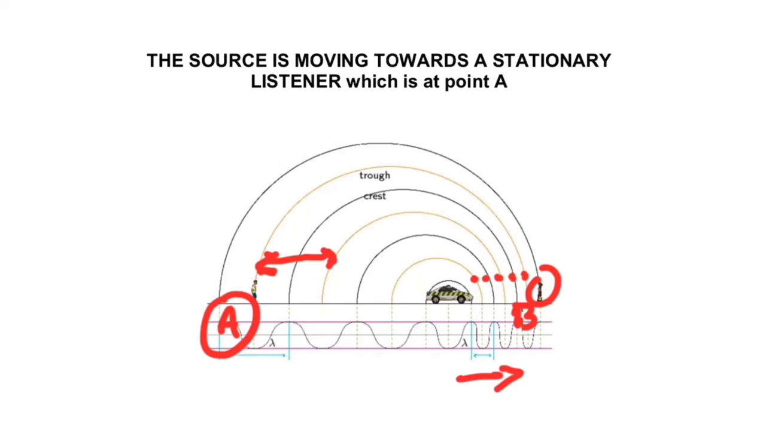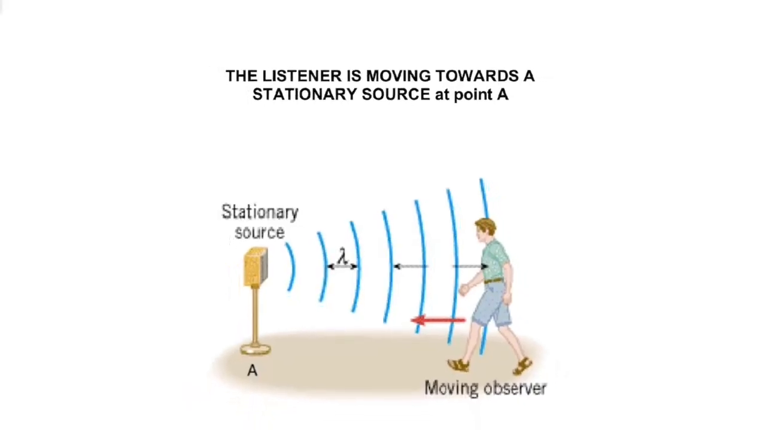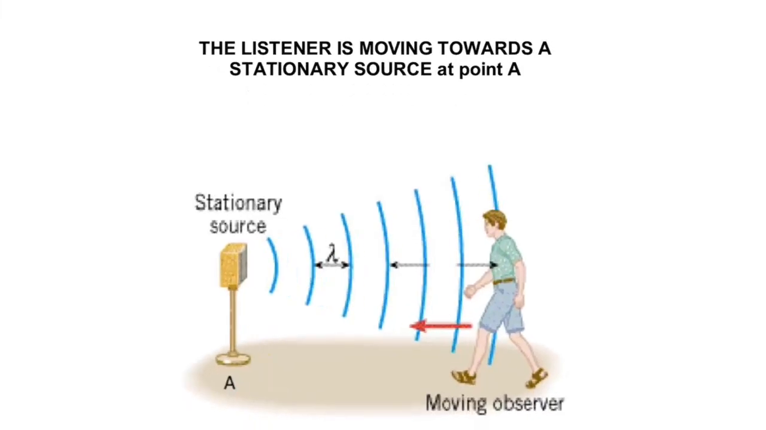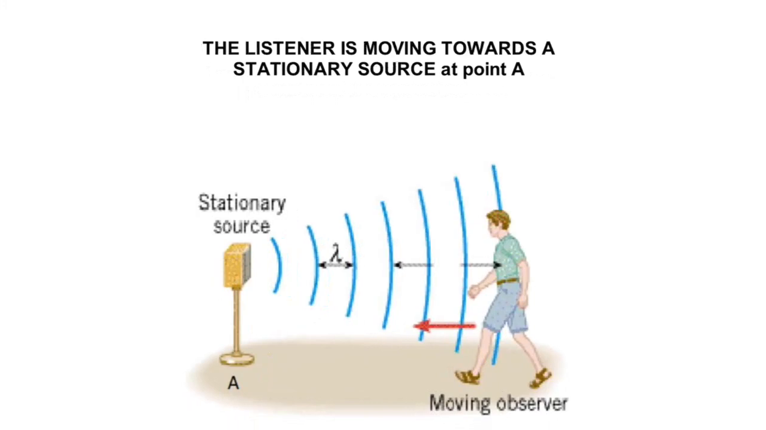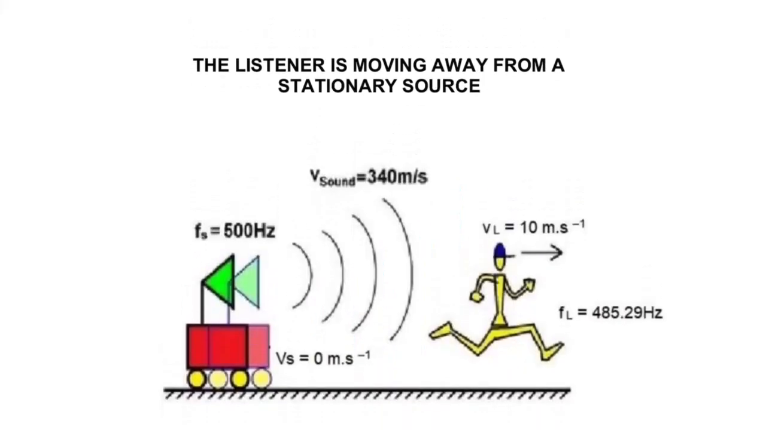You can see from this example that it is the sound source that is moving. What about a case where the listener is moving? Let's take a look at that. Here we have the listener that is moving towards a stationary source at point A. When the listener is moving towards the stationary source, the wavelength becomes shorter and the frequency is higher. And lastly, take a look at this case. We have a listener that is moving away from a stationary source. When the listener is moving away from the stationary source, the wavelength becomes longer and the frequency becomes lower.